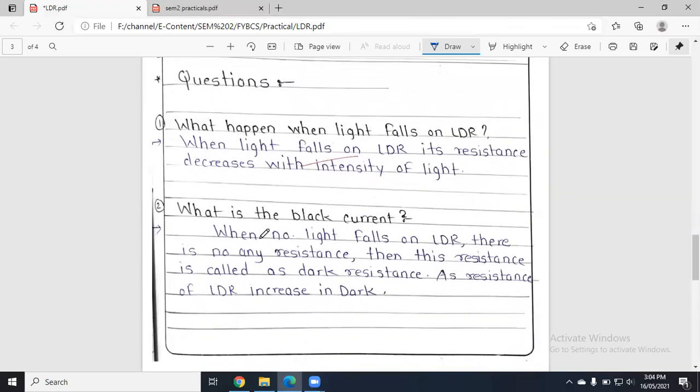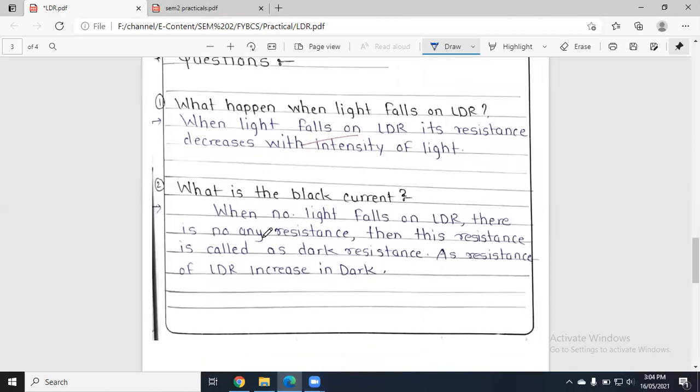Now there are some questions related to the experiment which will be helpful for you whenever you are going to face the oral examination of the practical. The first question is, what happens when light falls on LDR? Its resistance decreases with the intensity of light. So the more light you put on the LDR, the more its resistance is going to decrease. Or you can simply say that whenever light falls on the light dependent resistance, its resistance changes.